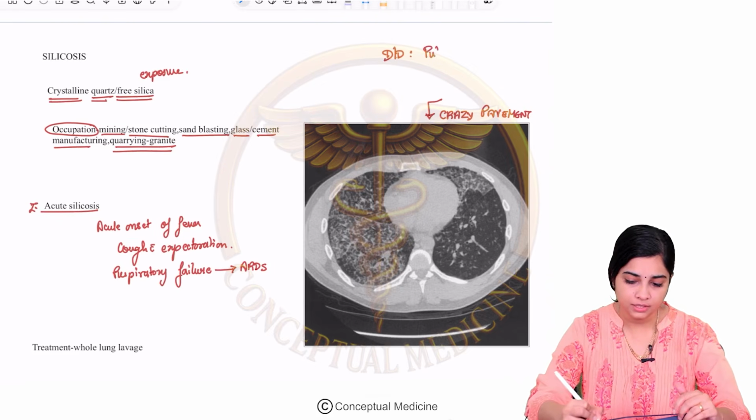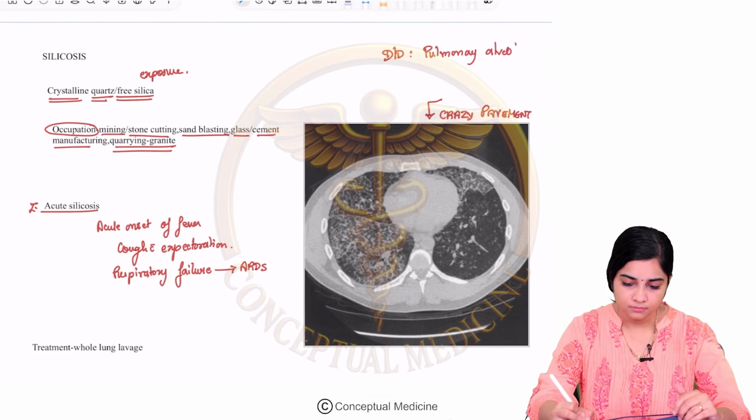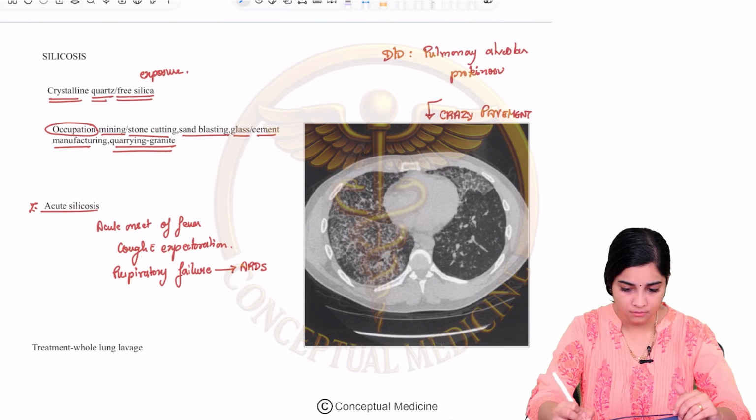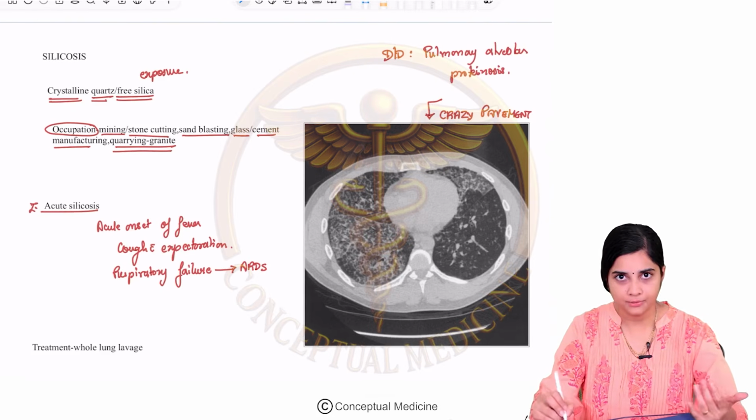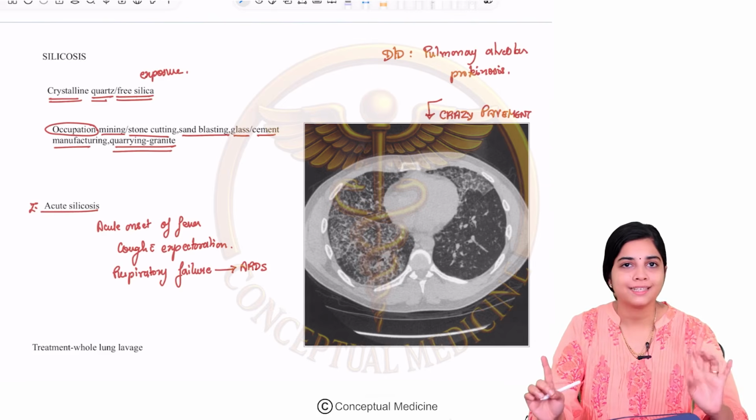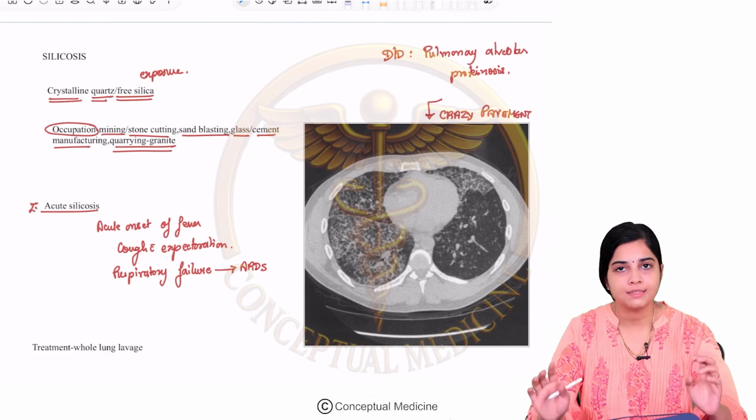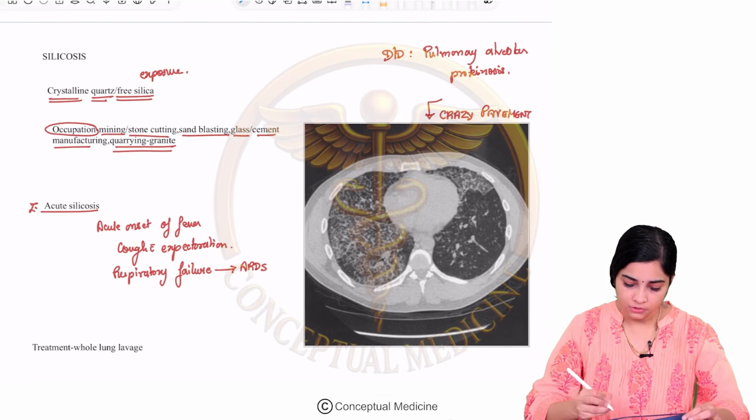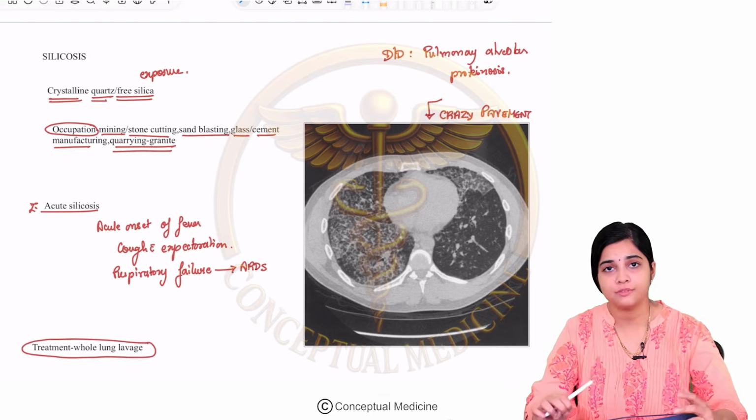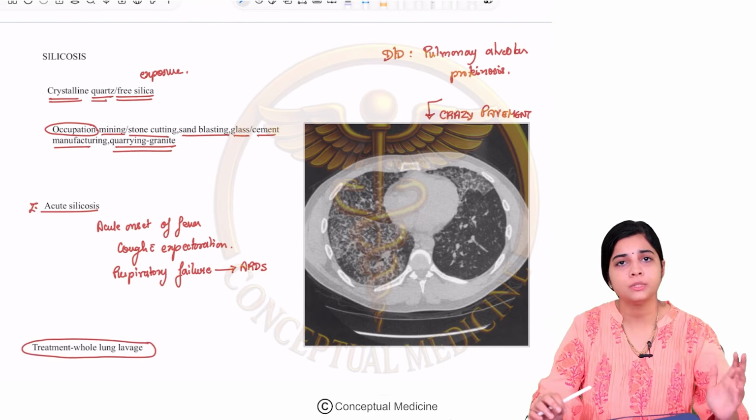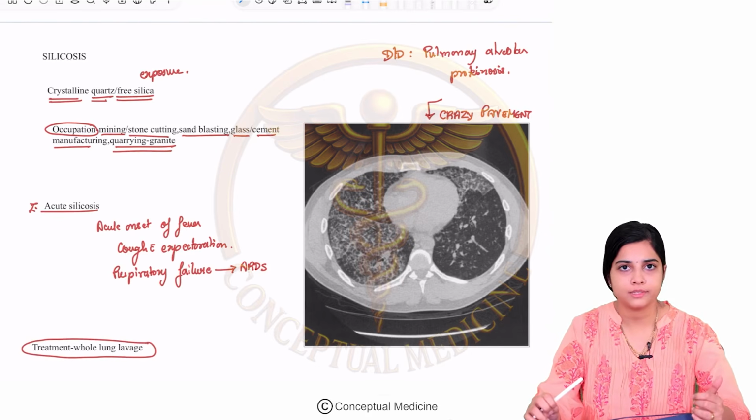Pulmonary alveolar proteinosis. So this is most commonly similar to PAP, or pulmonary alveolar proteinosis, and the characteristic CT finding is the crazy pavement pattern. So treatment for acute silicosis is actually a rare procedure that we do, where we do a whole lung lavage and you remove the silica particles.